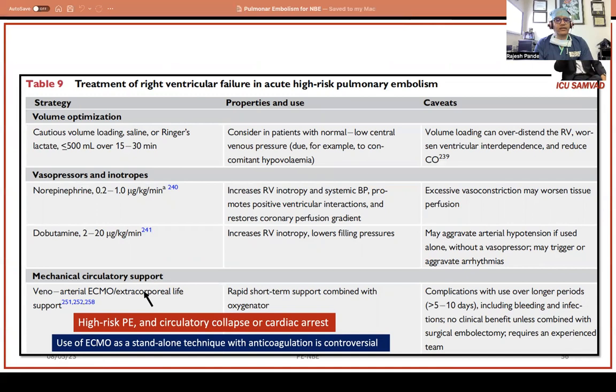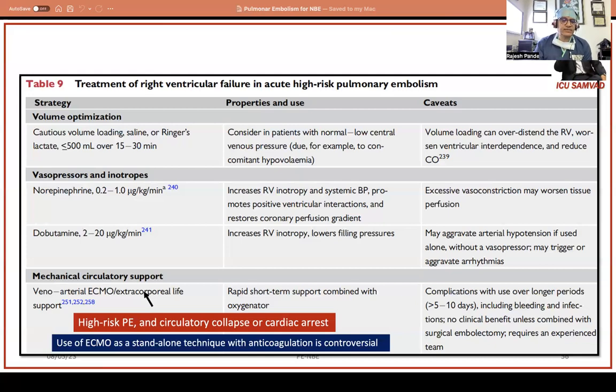For vasopressors and inotropes, norepinephrine can be given. It increases RV inotropy and systemic blood pressure. High doses may cause vasoconstriction and worsen tissue perfusion. Dobutamine can be started as it increases RV inotropy and lowers the filling pressures. But please understand, do not start dobutamine in a patient who is still in shock. Once you have restored the pressure after volume resuscitation with norepinephrine, only then should you start dobutamine.